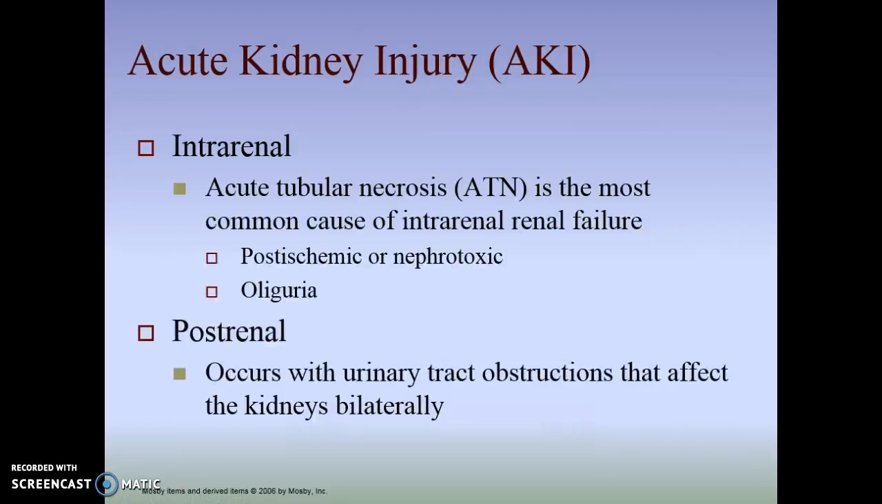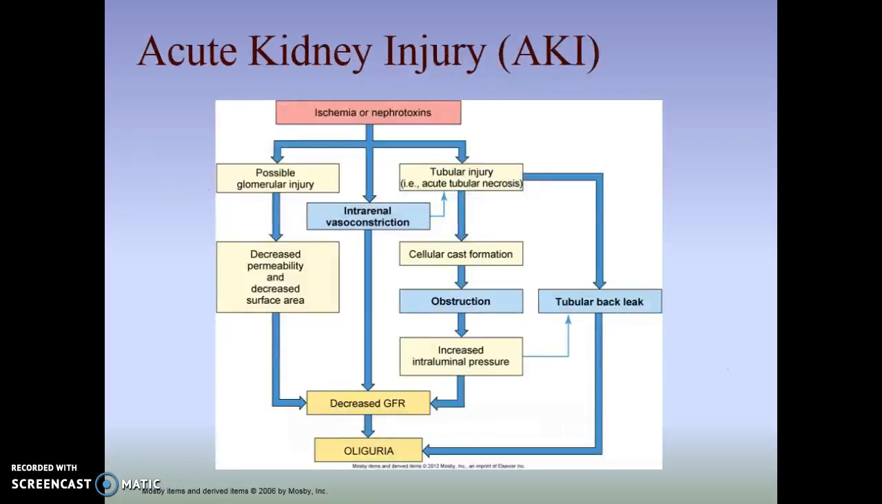All right, now, acute kidney injury, intrarenal, postrenal, and prerenal. This is going to be discussed in the video, so I'm going to just skip over this. Here you have acute kidney injury, sometimes just referred to as AKI, and up here ischemia or the nephrotoxins. So this is going to cause injury, right? Possible glomerular injury, tubular injury, decreased permeability, decreased surface area, down here decreased glomerular filtration rate, and a lack of urine.